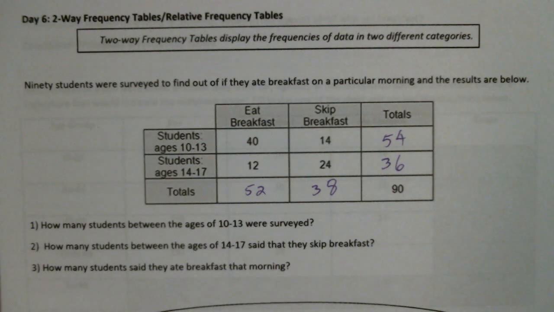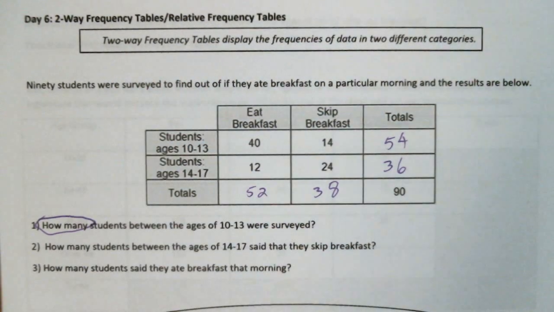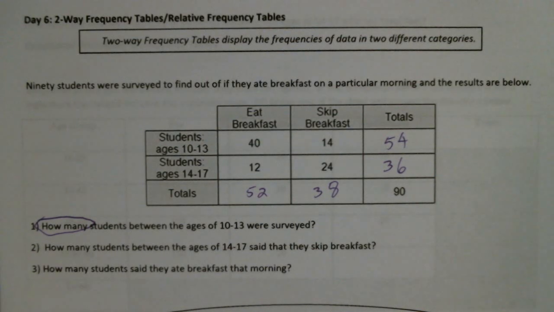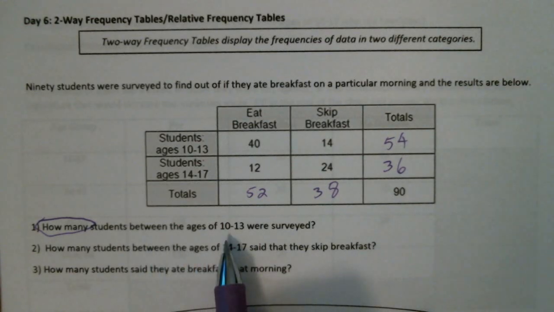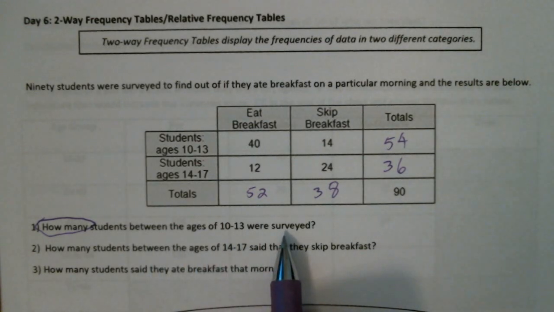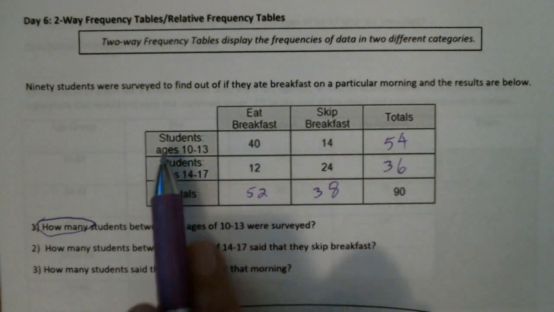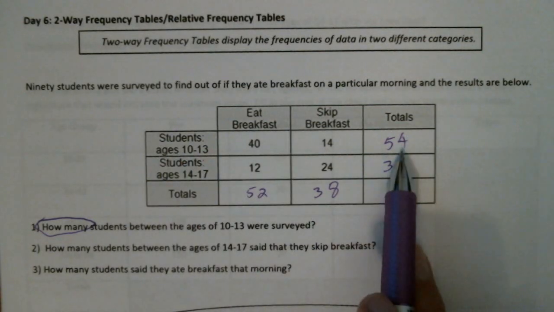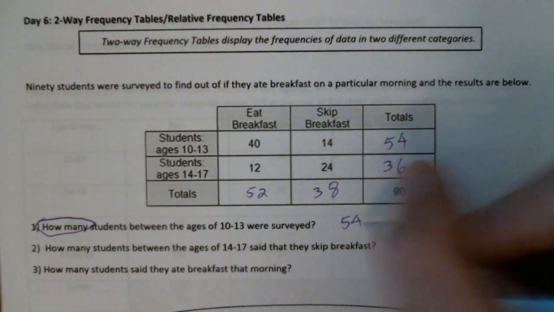Okay. Now, in this lesson, just like any lesson in probability, we've got to pay attention to the trigger words and what the problem is asking for. This says how many. Okay, how many is different than what is the probability. Probability is a percentage, a decimal, a ratio. How many is a hard number. How many students between the ages of 10 and 13 were surveyed? Okay, between 10 and 13. How many, we're looking at this row, how many were surveyed? The total is 54 that were between 10 and 13, so 54 students.